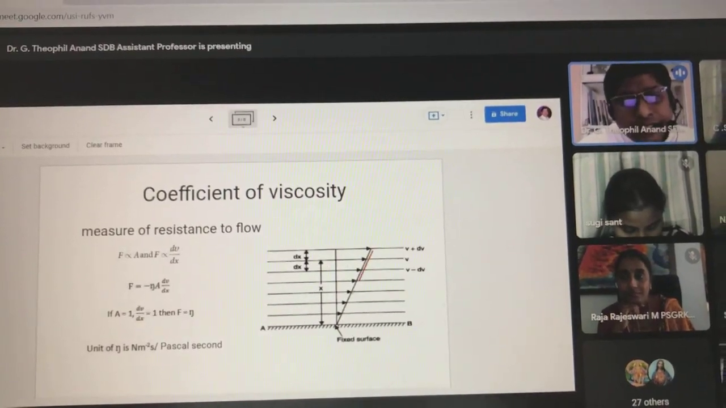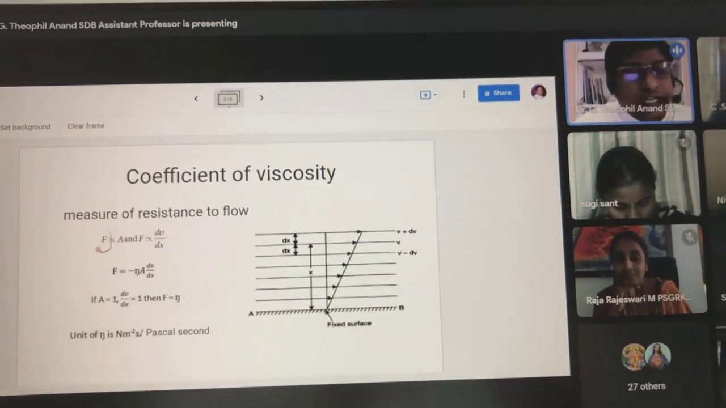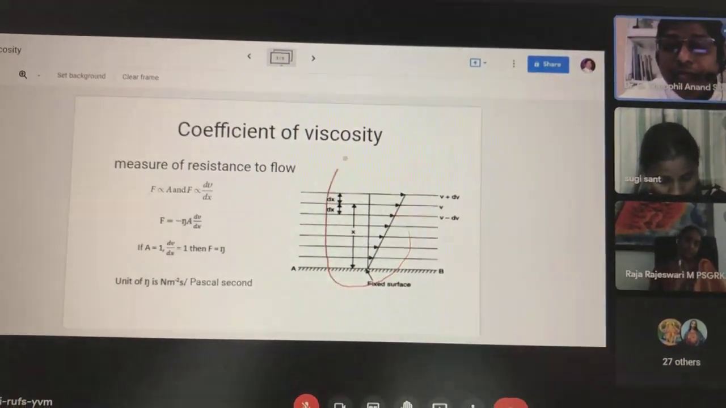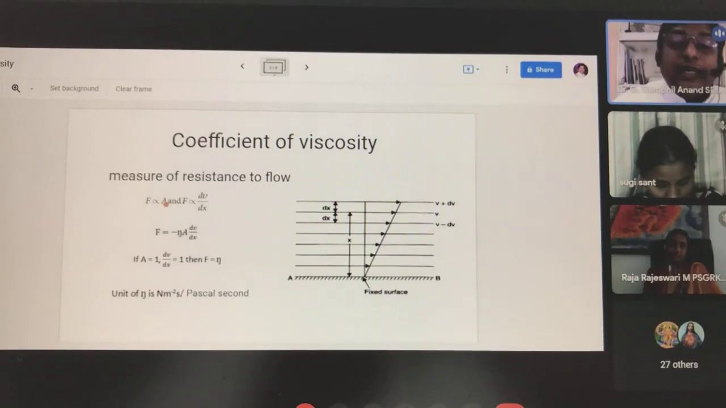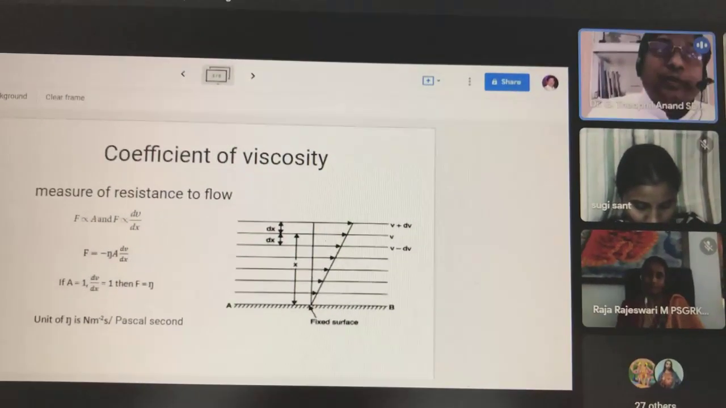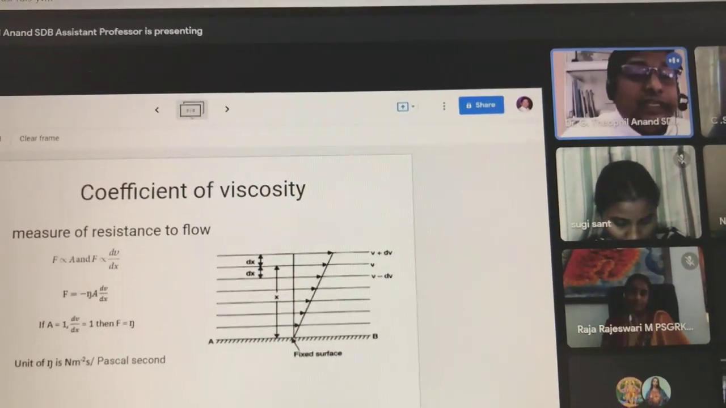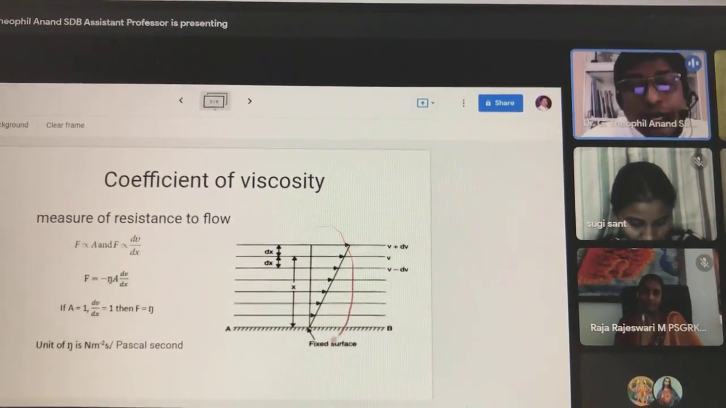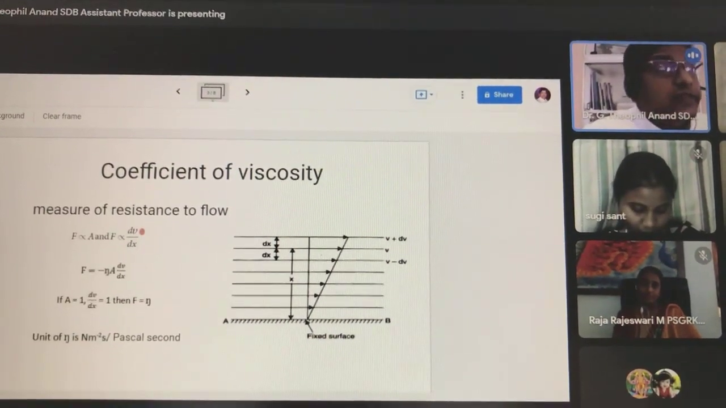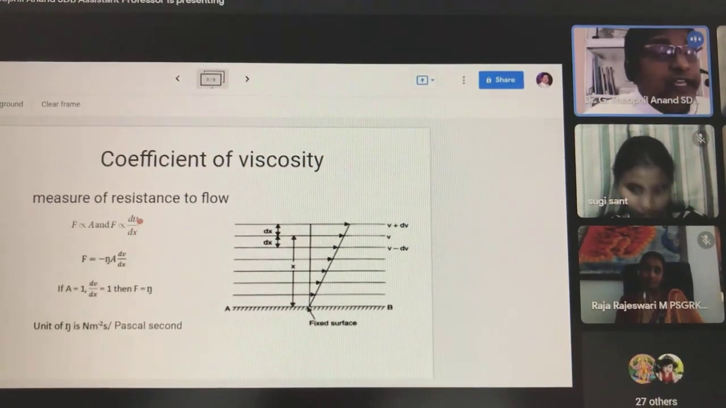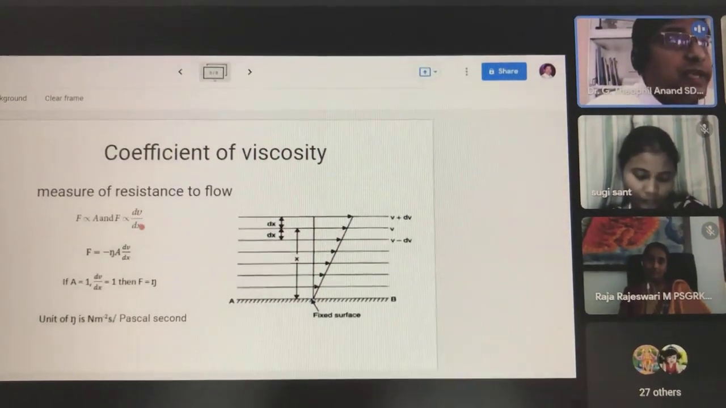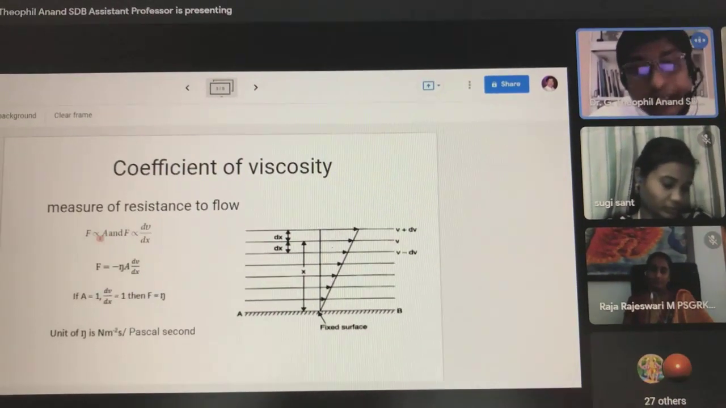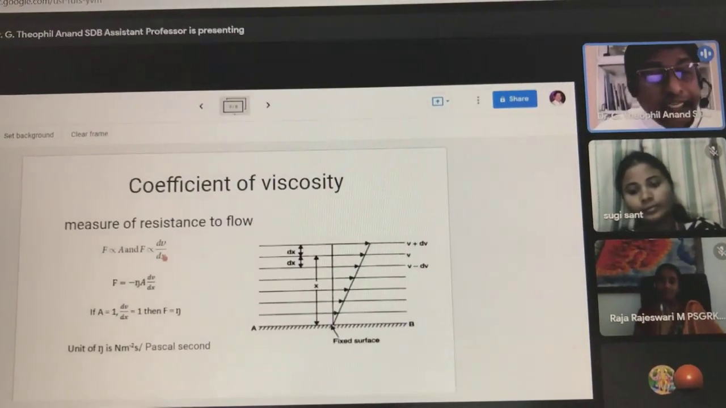Therefore, this tangential force, that is F, is directly proportional to the surface area. Just imagine I'm taking only this area. F is directly proportional to area. If the area is bigger, the force will be big. If the area is less, the force will be less. And it is also directly proportional to the velocity gradient. I write the velocity gradient in a mathematical equation as dv by dx. V is velocity, x is the displacement. Therefore, F is directly proportional to A dv by dx.